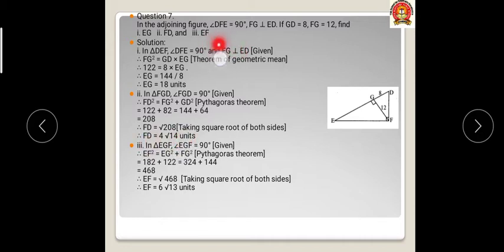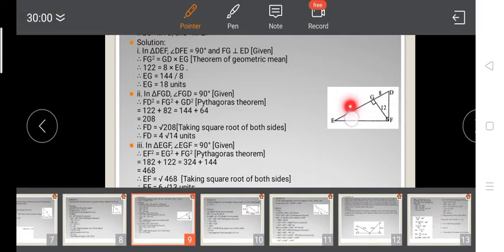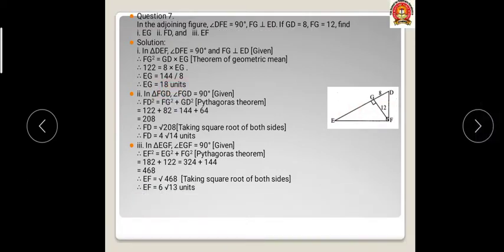Now third, we have to find out EF. Consider the triangle EGF. EF is the hypotenuse, G is 90 degrees. So by the Pythagoras theorem, this is 12 and this we calculated, that is EG 18. So 18 square plus 12 square is equal to EF square, and after calculation you will get 468. So square root of 468 is EF, and after simplification we will get the value of EF equal to 6 root 13.